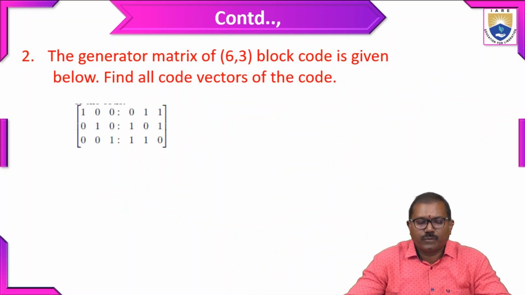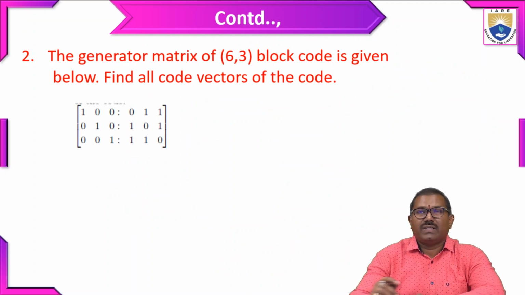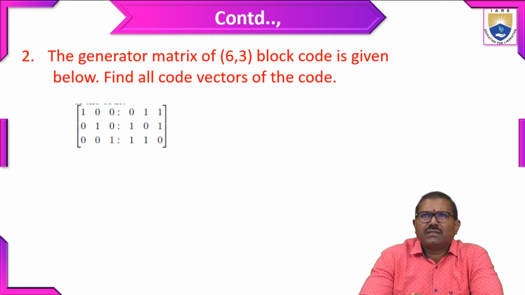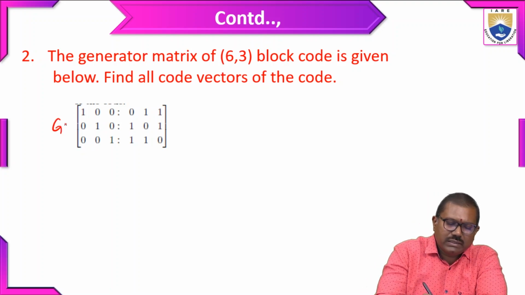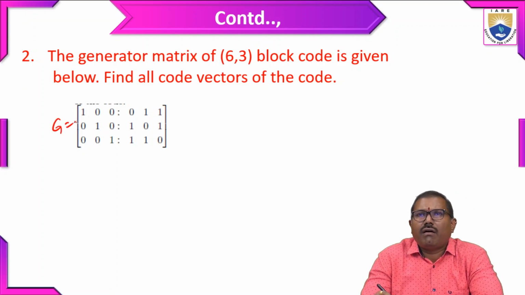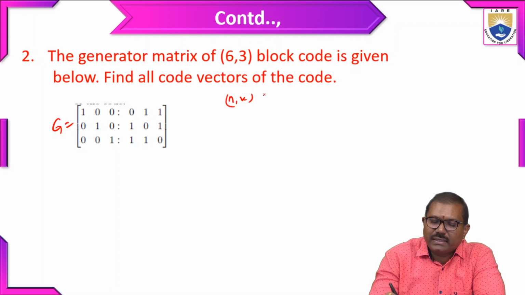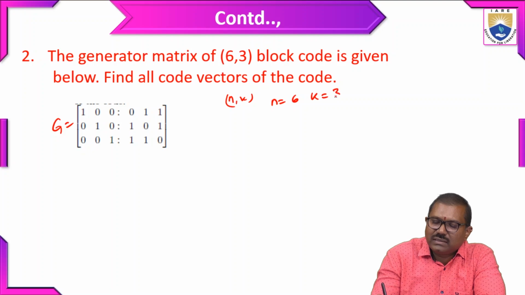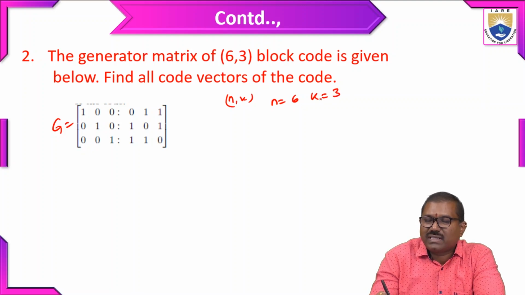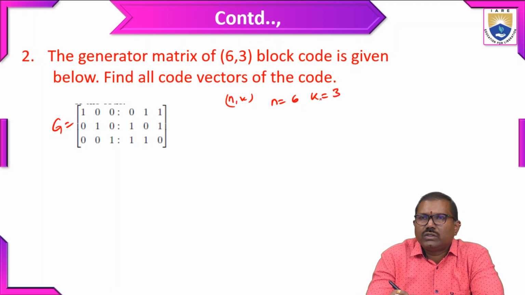Okay. So this one, second one, the generator matrix of (6,3) block code is given below. So this is my G. Find all the code vectors of the code. So here (6,3) means n, k. So my n size is 6, my k size is 3. So my n minus k is 3 also.